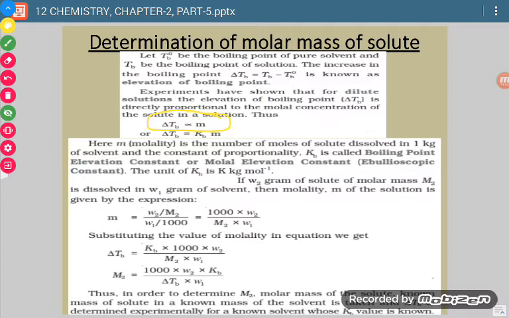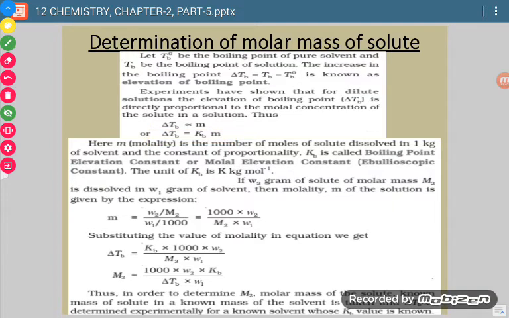So this will be termed as colligative property. Sometimes we are asked, how will you prove that this is a colligative property? So what we do, we draw the diagram, and then we say that experimentally it has been observed that this elevation of boiling point depends on molal concentration of the solution, and so it is a colligative property. And then we write this equation, delta Tb is equal to Kbm.